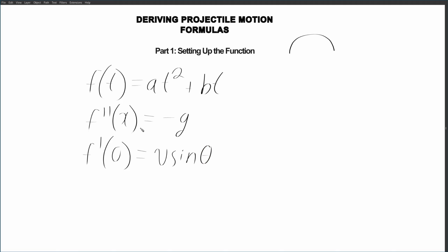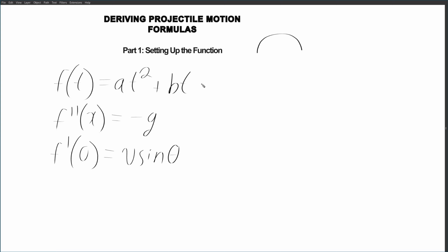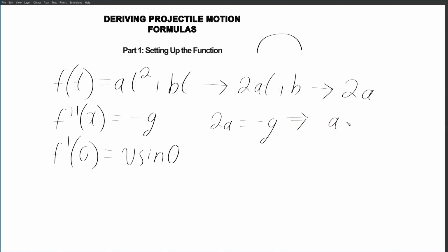Okay, so how can we work with this? I see a double derivative here, so let's just do that. Let's differentiate twice. 2at plus b is our first derivative, and then after that, we're just going to end up with 2a. If our second derivative is 2a, it has to be equal to negative g. Let's set them equal to each other. So 2a is equal to negative g, implying that a is equal to negative 1/2 g.